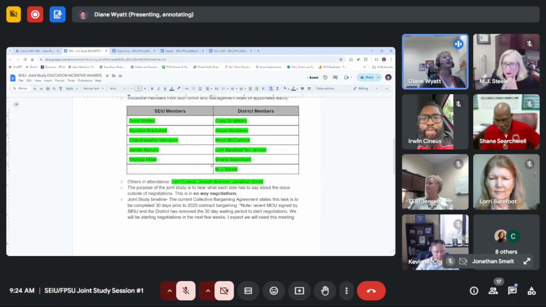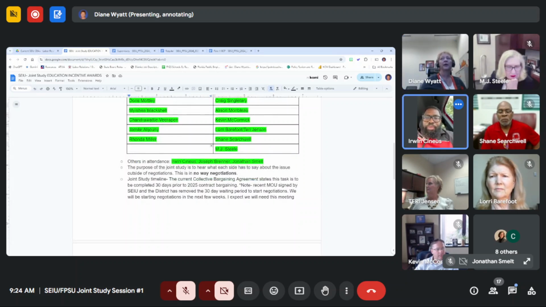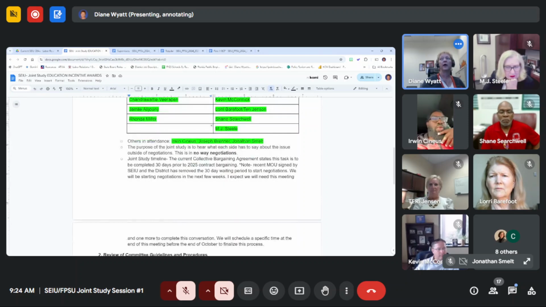And the MOU actually says we don't have to wait until after this. We can start while we're still in the middle of this, so that is a nice thing. The purpose of this study is to hear what each side has to say outside of negotiations. This is in no way negotiations. Absolutely. So our timeline, even though this says 30 days, the MOU says that we don't have to wait for that.